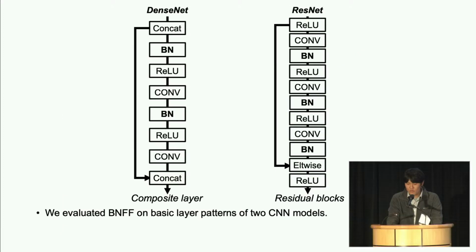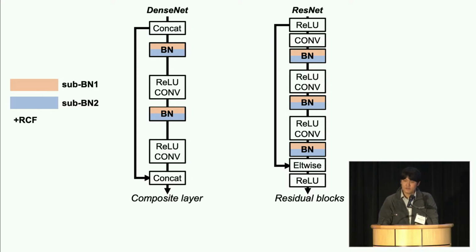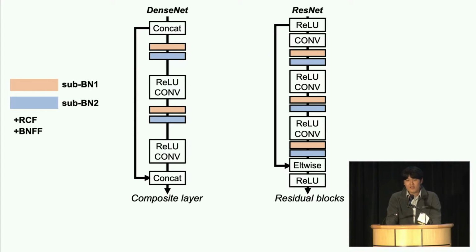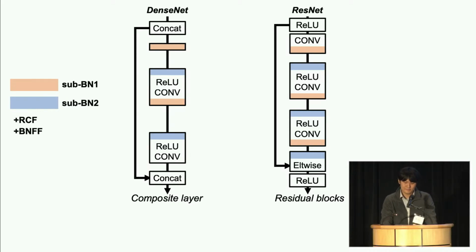Then how did we evaluate our schemes on the modern CNNs? On those basic layer patterns in 2 CNN models, ResNet and DenseNet, we applied BNFF. First, the 2 sub-BNs are shown in different colors. So first we apply RCF here, thereby fusing ReLU and the convolution layer together. Then after that, we apply BNFF. First, we apply fission by separating all BNs into 2 sub-BN layers, and then we fuse them to each neighbor, whatever it is, convolution or the ReLU layer. So this is the result. And here we see that finally one last remaining sub-BN1 in the composite layer can also be fused with concatenation by inter-composite fusion, what we call ICF. So this is the final figure on the 2 CNN models.